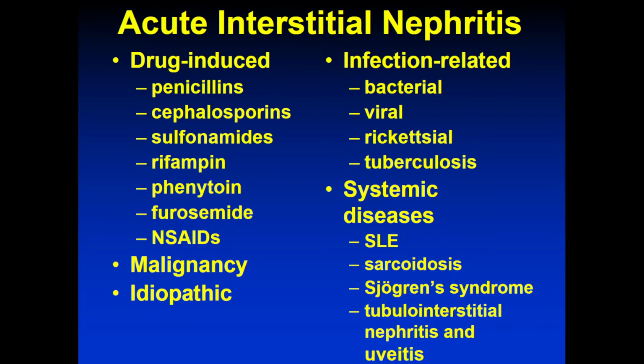It may be associated with any type of infection like bacterial, viral, rickettsial, tuberculosis, associated with systemic disease like systemic lupus erythematosus, sarcoidosis, Sjogren's syndrome, tubular interstitial nephritis, and uveitis. And at last, it may be idiopathic without any clear etiology.